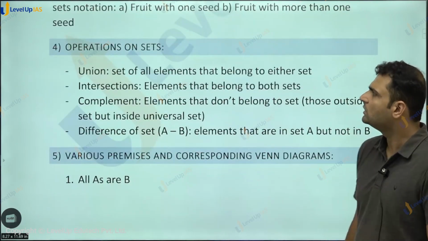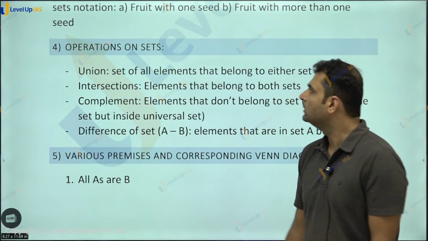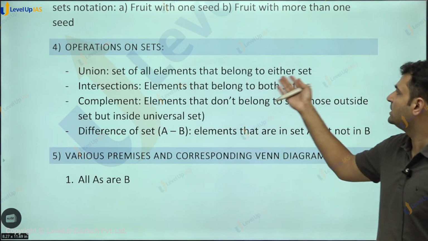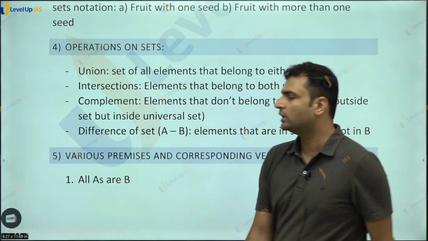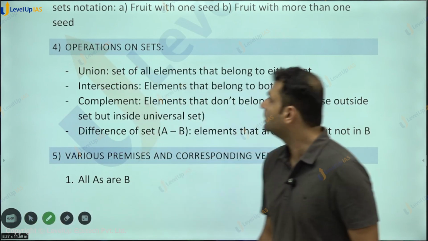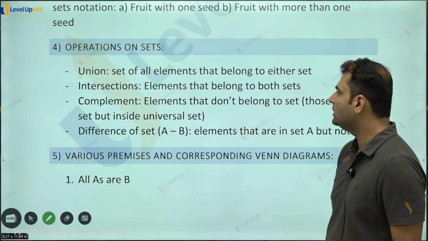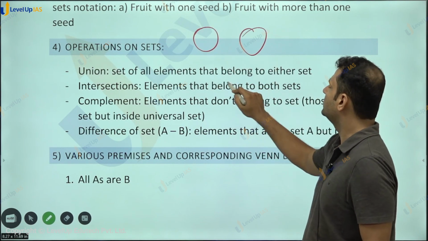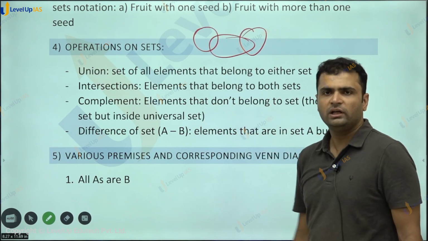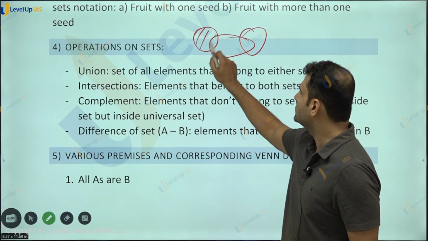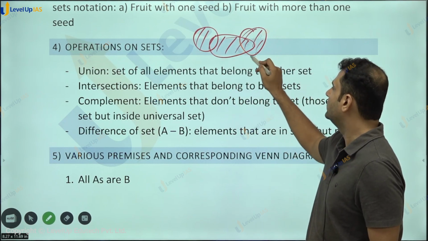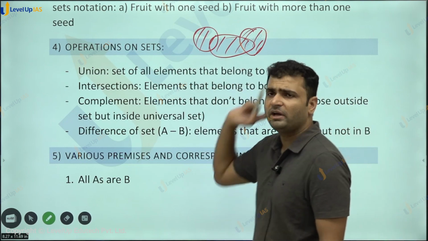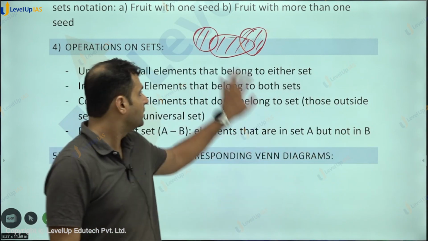Next we want to see operations on sets. First is union. Union is bringing everything together. The set of all elements that belong to either of the sets is the union. Say this is one set, this is a second set, and this is a third set. If these are three sets, then the union of these sets is this entire area. So an element is part of the union if it is part of any one of them. Anywhere is fine.